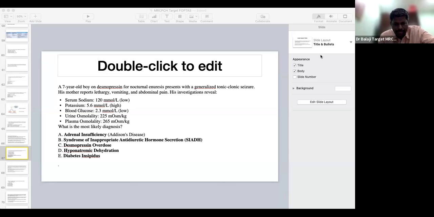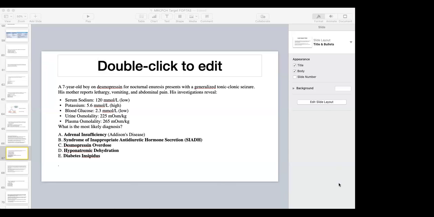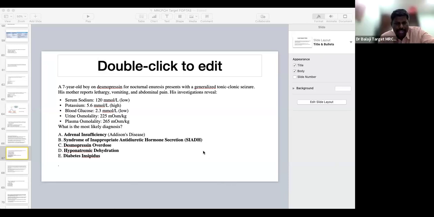Dr. Indra, Dr. AKK. Adrenal insufficiency, Addison's disease, sir. Yeah, Addison's disease. Very good. Even though desmopressin is known to cause hyponatremia, and here serum sodium is low, it would be very easy to explain that desmopressin is the cause for the seizure. But what made you think of adrenal insufficiency, doctor?